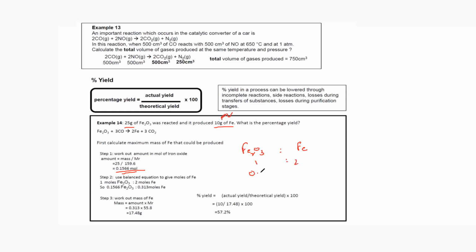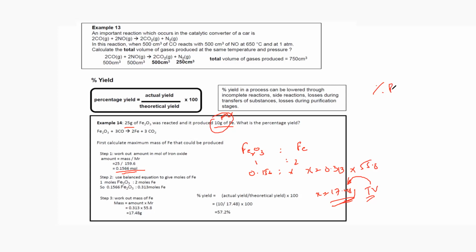So if we have 0.156 moles of iron oxide, we'll get X moles of iron. When we multiply, we should get 0.313 moles. And multiply by the molar mass of iron, which is 55.8, so we should get 17.48. That is the theoretical value. So theoretically, we should get 17.48 grams, but practically we are getting only 10 grams.